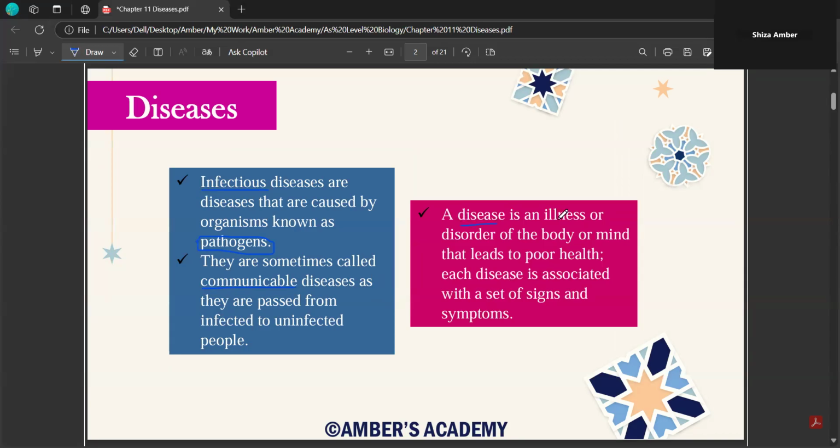Then a disease is an illness or disorder of the body or mind that leads to poor health. And each disease is associated with a set of signs and symptoms. They ask you this definition of disease for 2 marks, and this is exactly what you need to write. Do not write anything else other than this, because this is directly extracted from your marking scheme. So you need to mention that it is an illness or a disorder of your body or your mind, and it causes poor health, and each of them is associated with certain signs and symptoms.